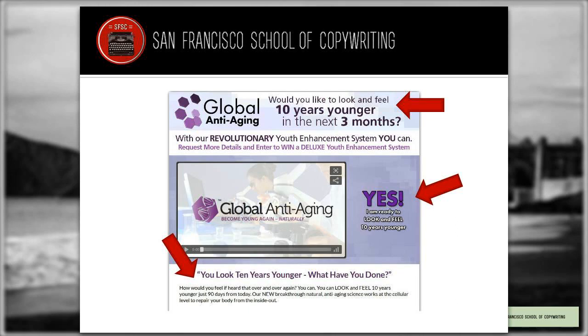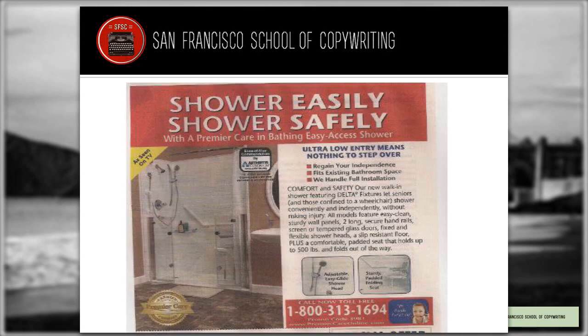And they say shower easily, shower safely. Now, those are okay, but what's really interesting is they've buried, I think, their best benefit here in the bullets, which is regain your independence. Don't you think that's the emotional pull? If you can't shower by yourself, don't you think you want to? Don't you think that's something that people just do not want help with? Who wants somebody in there with you, helping you to bathe, especially if it's a caregiver or something like that?